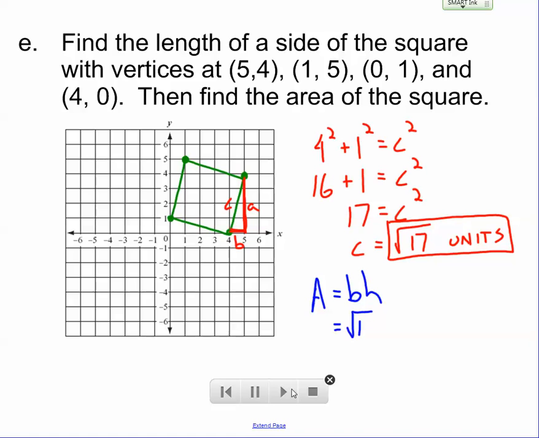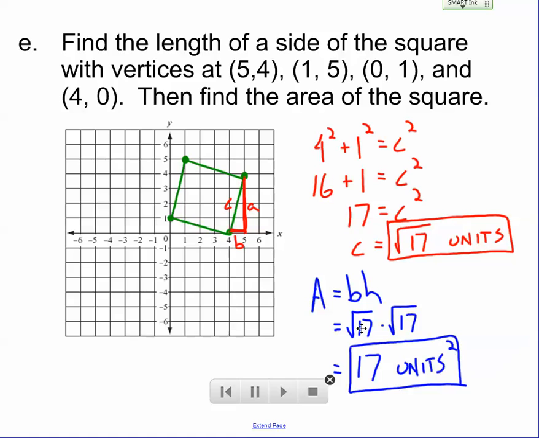So I'll do square root of 17 times the square root of 17, which is 17, because anytime you multiply a square root by itself, you get the number that's inside the square root. So we'll say 17 square units. And that's how many square units are in here.